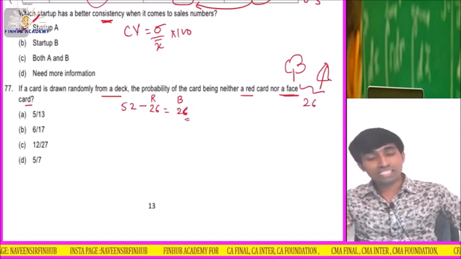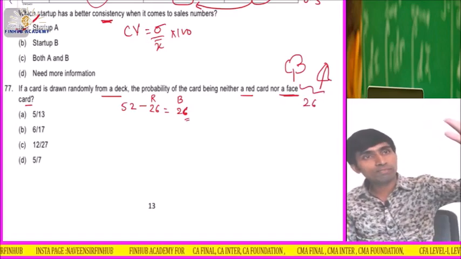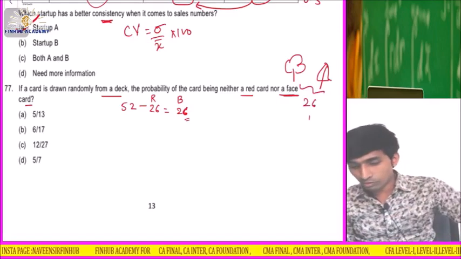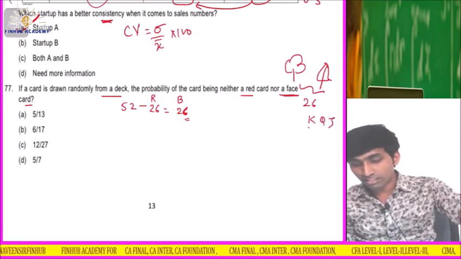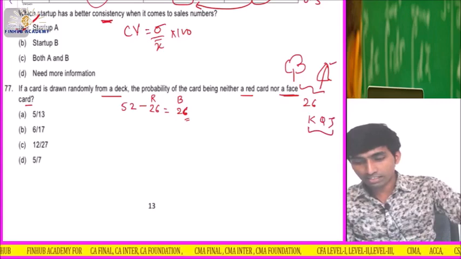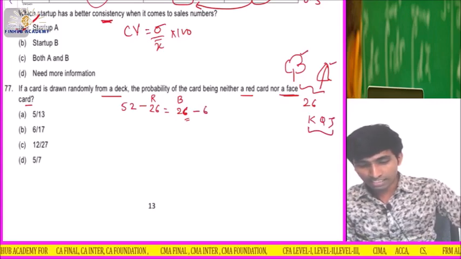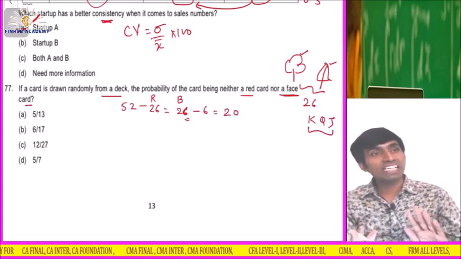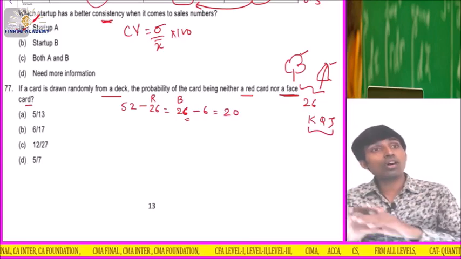This also has face cards. Red face cards are already gone. So what do face cards mean? King, queen and jack. So 3 of the spade, 3 of the club means 6 cards. So minus 6, answer is how much? 20. So these 20 are neither red nor face cards.